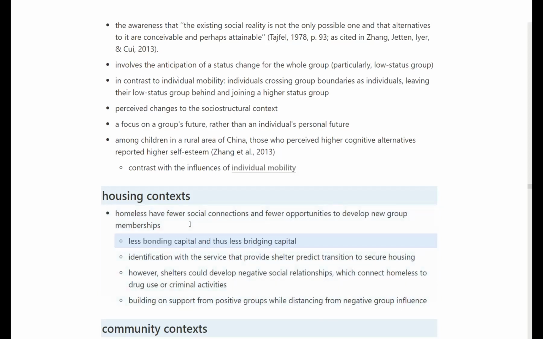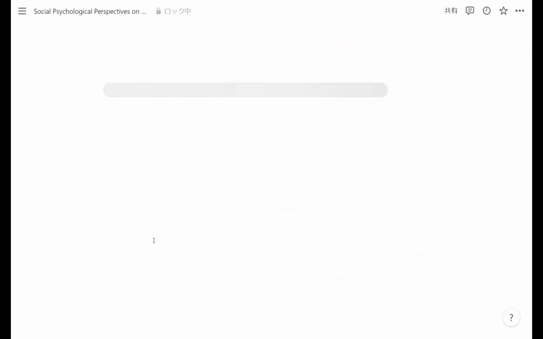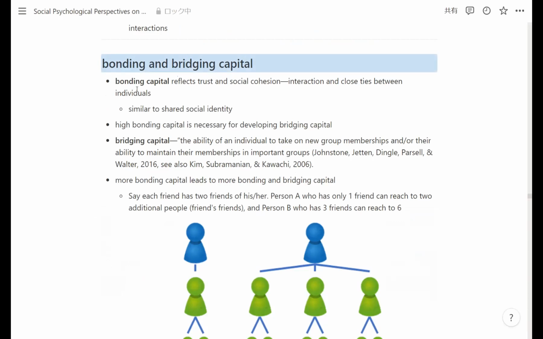And these fewer social connections and fewer opportunities to belong to new groups mean that they have less bonding capital. And because they have less bonding capital, they have less bridging capital. For those who do not remember what bonding capital and bridging capital are, let's quickly review. Bonding capital reflects trust and social cohesion, or close ties between individuals. So this is somewhat similar to shared social identity.